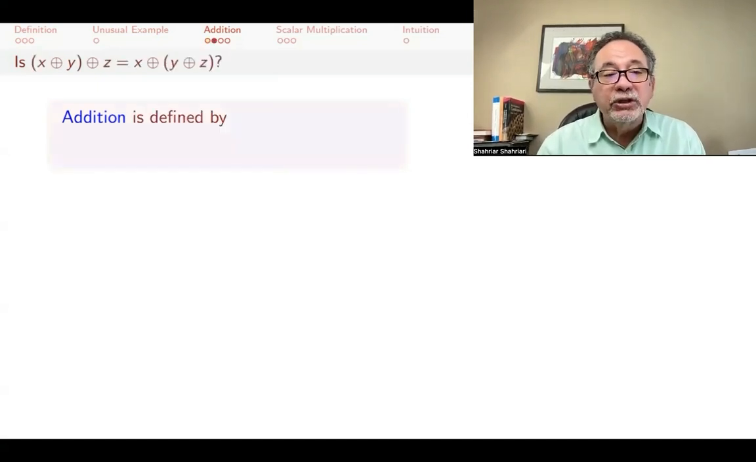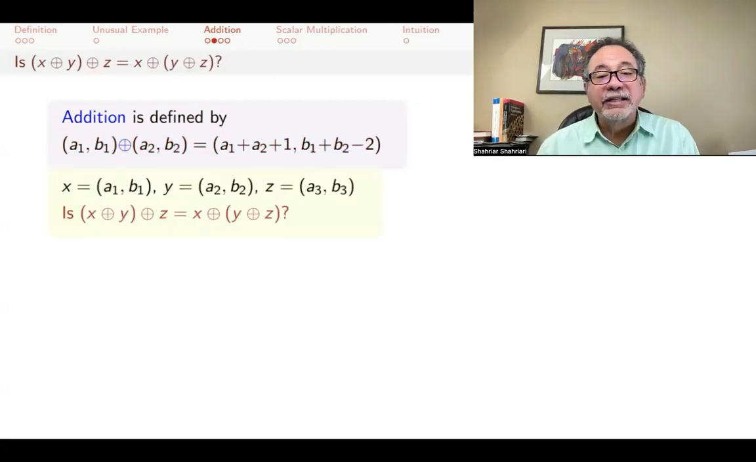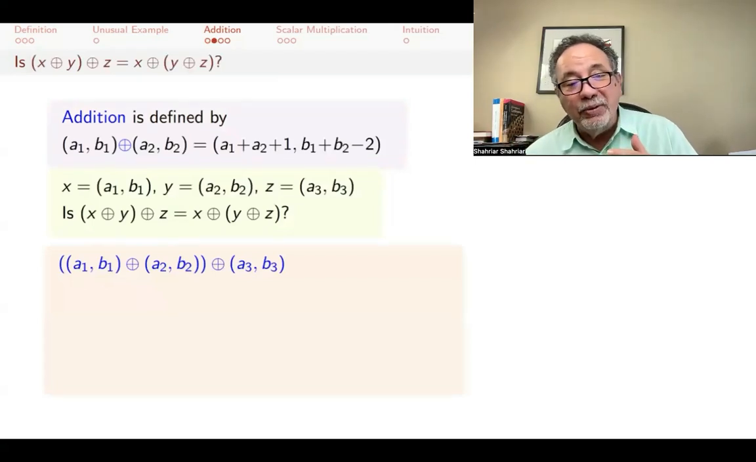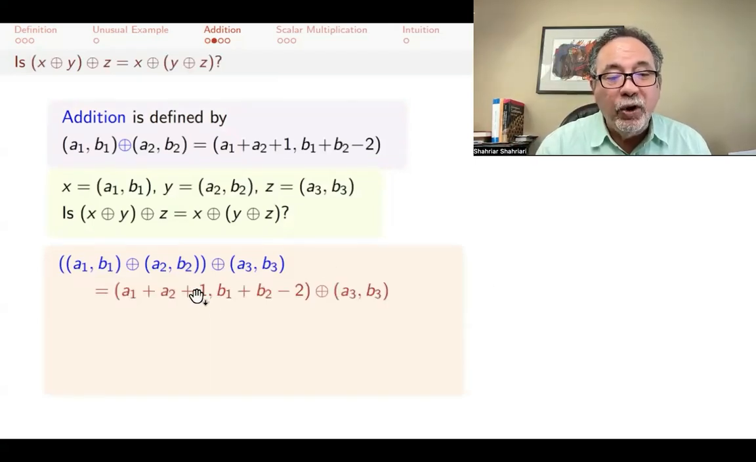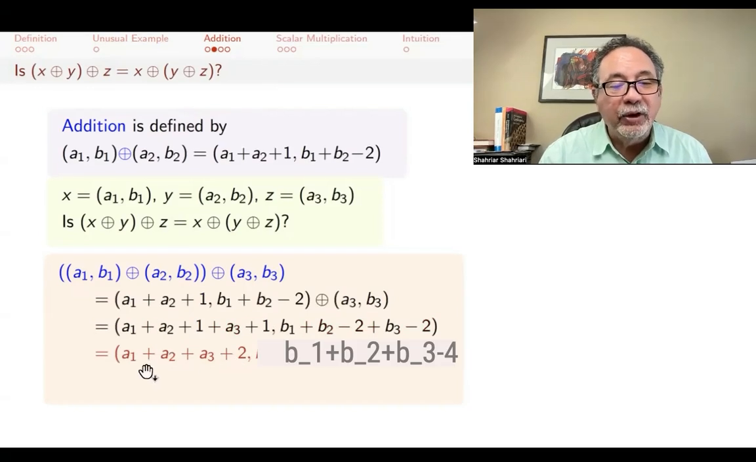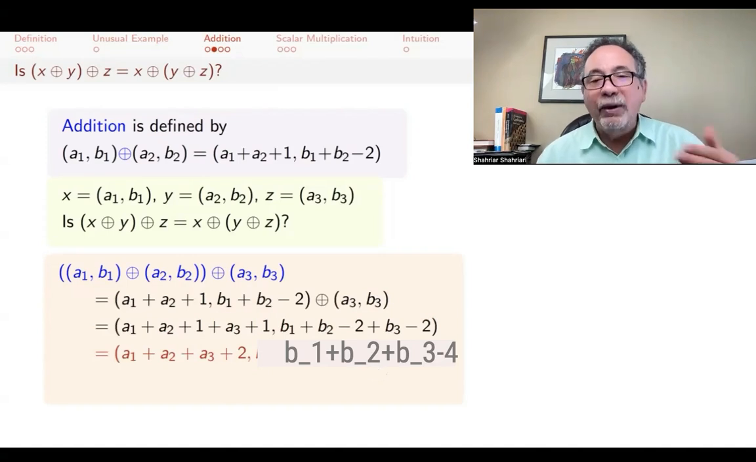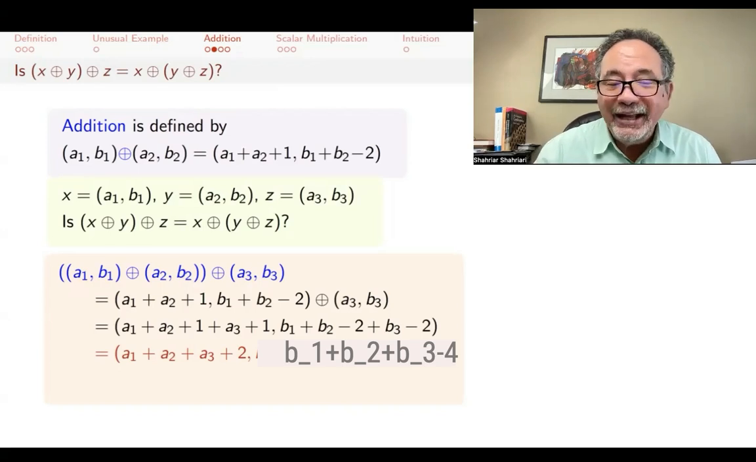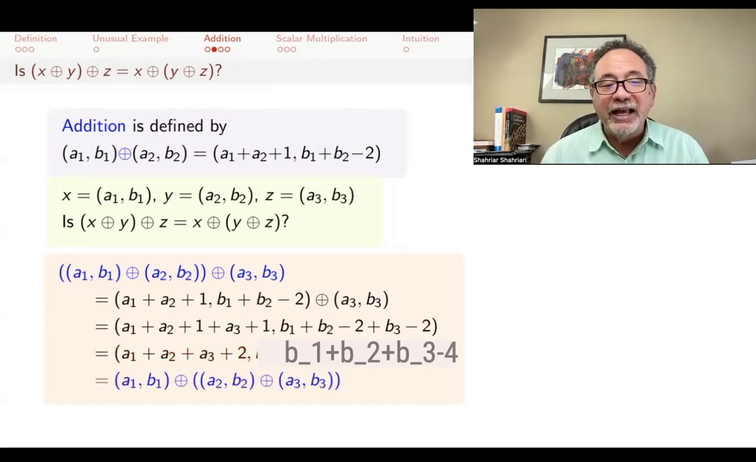The second one is associativity. Is (x plus y) plus z the same as x plus (y plus z)? And again, the plus is the O-plus, the plus with a circle on it. First, I find A1, B1 plus A2, B2, then add that to A3, B3. First, I add these two, and so I add a 1 in the first coordinate and minus 2 in the second coordinate. Then I add it to the third one, and I get this. When I combine it, I get A1 plus A2 plus A3 plus 2, B1 plus B2 plus B3 minus 4. I'm just adding a 1 to the first coordinate, subtracting a 2 in the second coordinate every time I do this addition. And so when I do it the other way, I'm going to get the same thing.